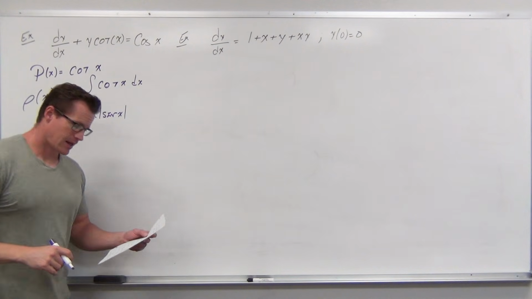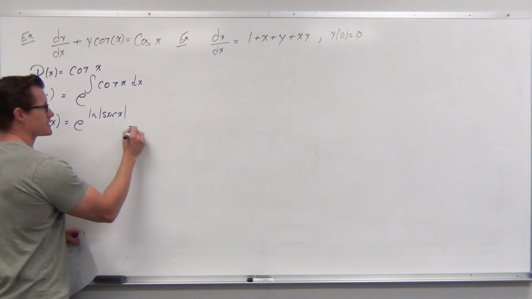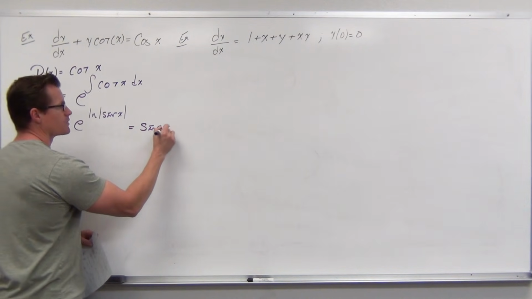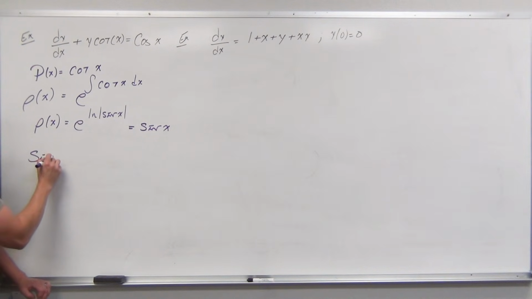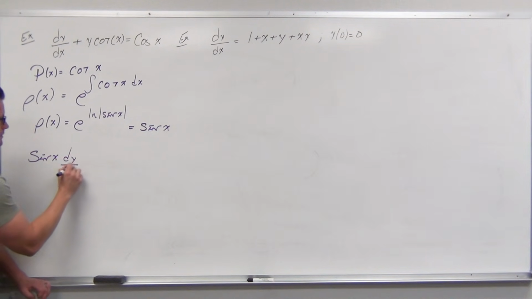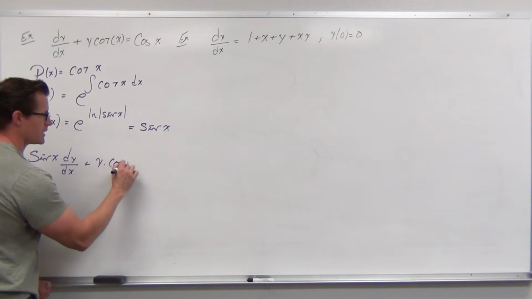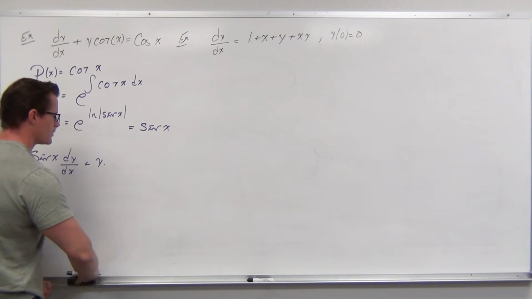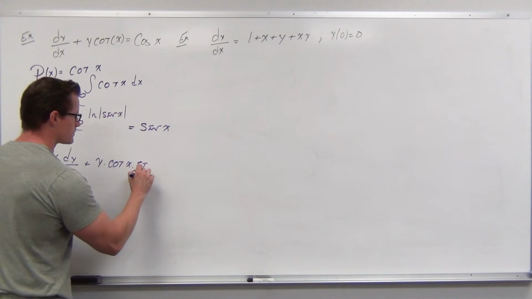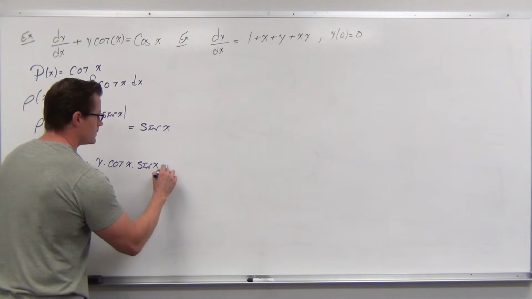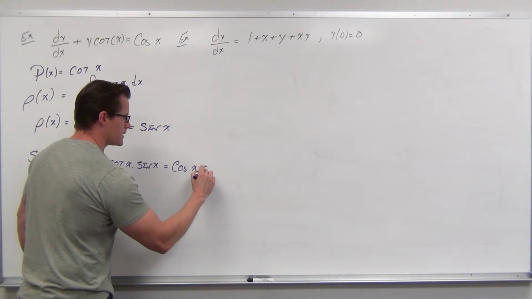So if that is ln absolute value sine x, well then e and ln are gone, and we just get that this is equal to sine x. And that's what we're going to be multiplying all three terms by. So we'll have sine x dy/dx plus y times cotangent x times sine x equals cosine times sine x.